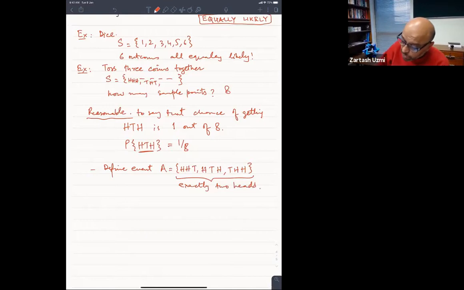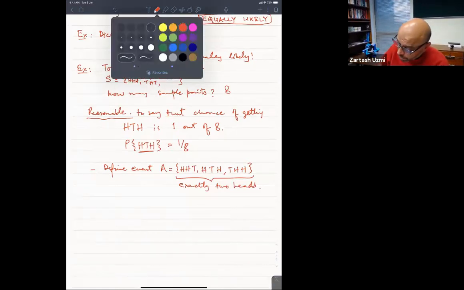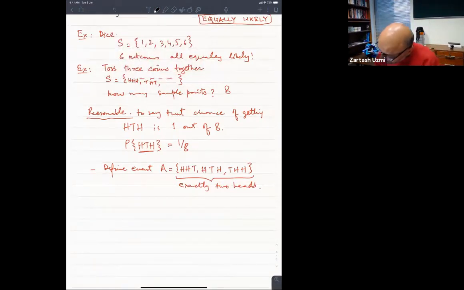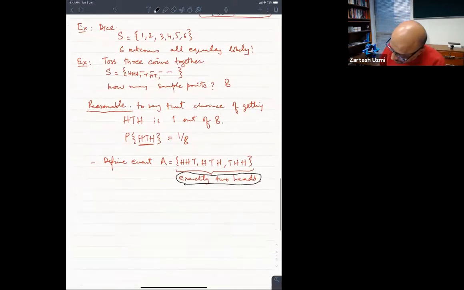इसके अलावा और कोई possibility है 2 heads आने की? There is no other possibility. या tail आखिर में होगा, या बीच में होगा, या शुरू में होगा. ठीक है? So there are 3 ways you can get exactly 2 heads.